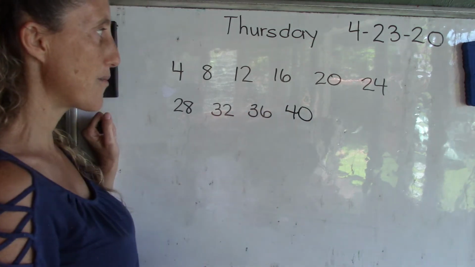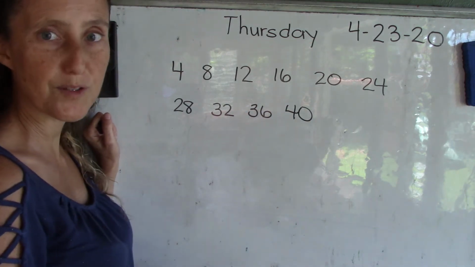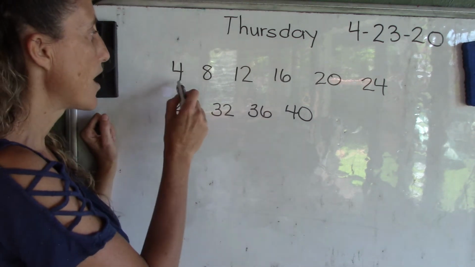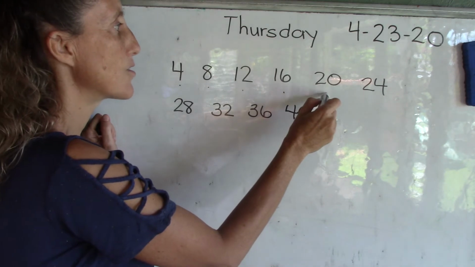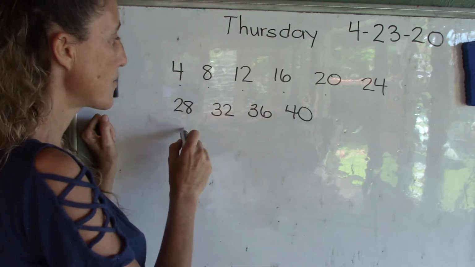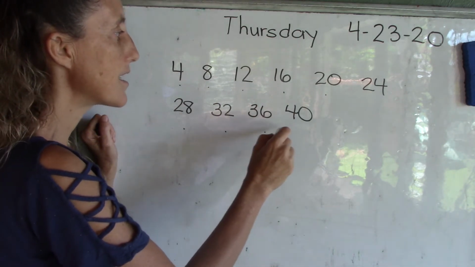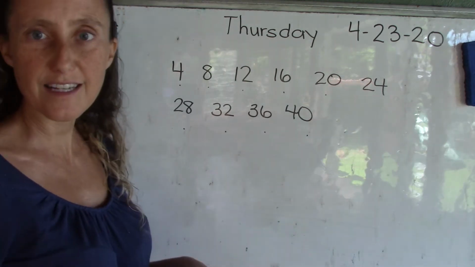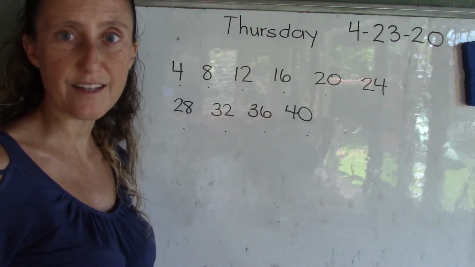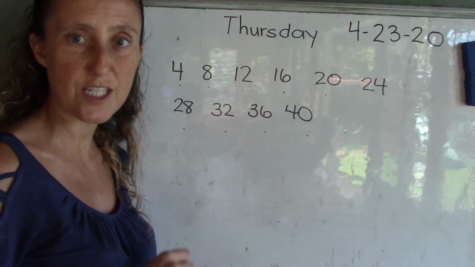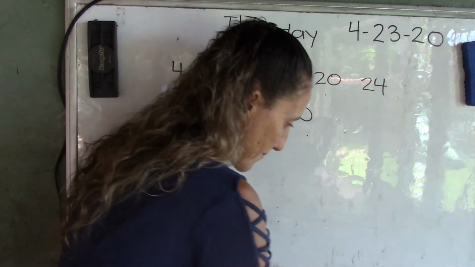So let's count by 4s, our multiples of 4s. Are you ready? Here we go. 4, 8, 12, 16, 20, 24, 28, 32, 36, 40. In 2nd and 3rd grade, you guys go ahead and practice that, okay? Practice your multiplication tables, your 4s. Good job. Okay.